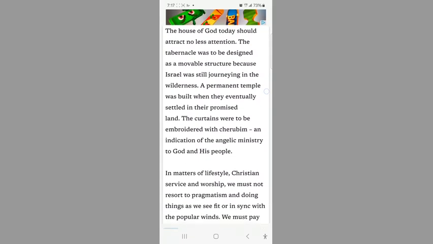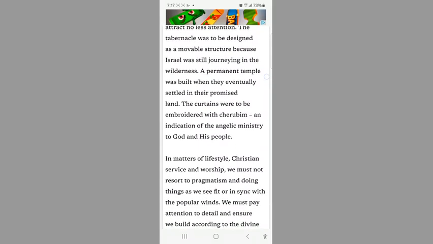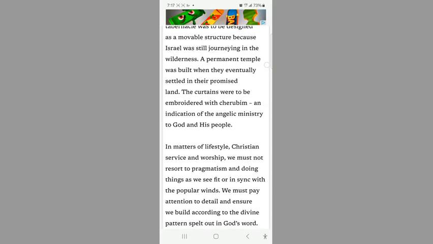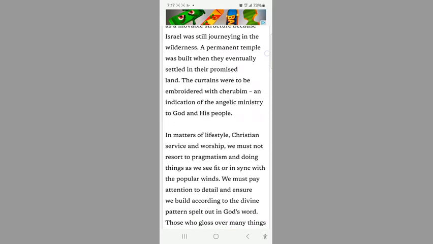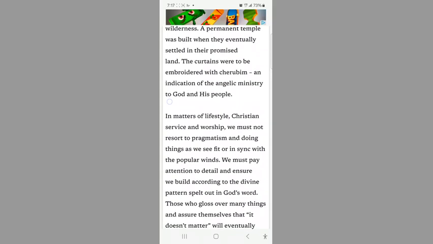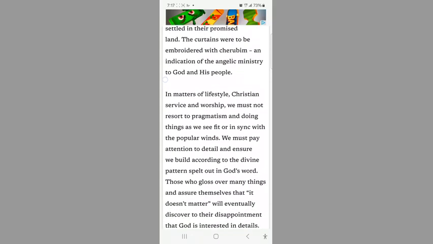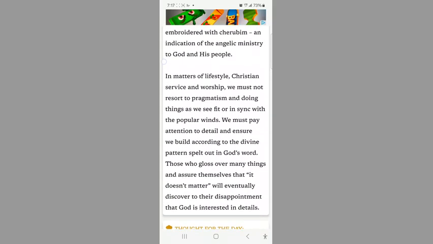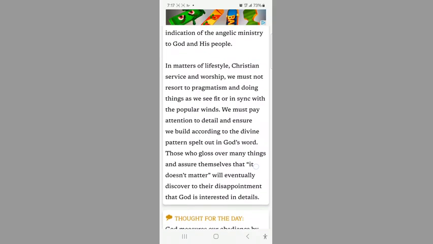The tabernacle was to be designed as a movable structure because Israel was still journeying in the wilderness. A permanent temple was built when they eventually settled in their promised land. The curtains were to be embroidered with cherubim, an indication of the angelic ministry to God and his people.